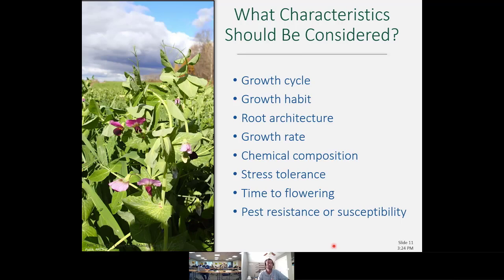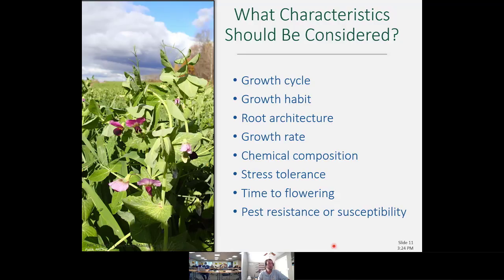And a lot of this comes back to what is the objective that we're trying to address? Is it something that we have identified as a resource concern, maybe like compaction? Or is it something that a producer has identified? Maybe they have problems with nematodes. So we can think about different things, and these different growth habits could provide opportunities for us to address that.